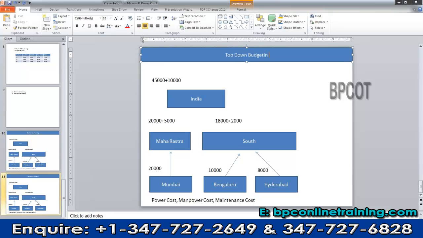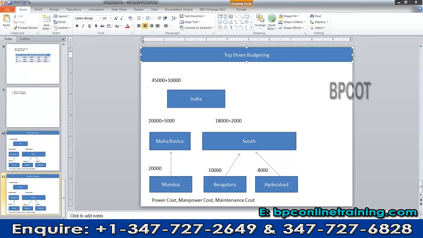Top-down budgeting. So what is top-down budgeting? Now, that particular Airtel board knows their next year estimations or next year planning values, how much they are going to spend in the next year.